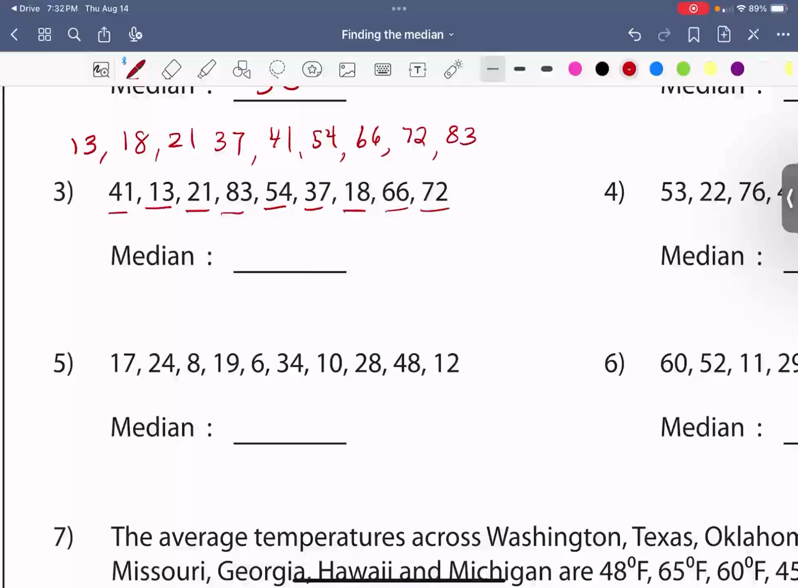All right, so let's see. How many numbers do I have? Do I have an odd amount or even amount? I have 1, 2, 3, 4, 5, 6, 7, 8, 9. So I have an odd amount. So there's going to be a number that's dead smack in the middle. So the number that's dead smack in the middle is 41. So 41 is the median.